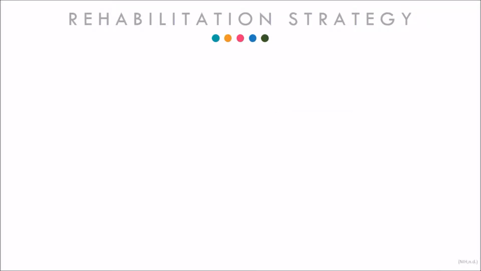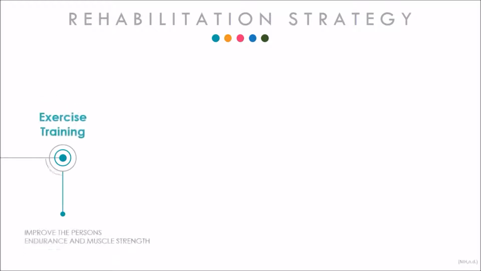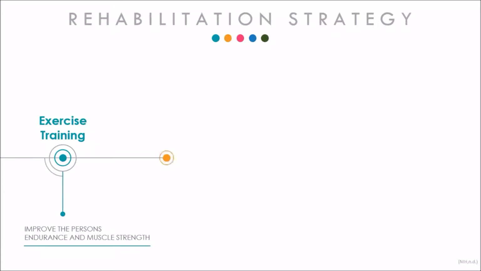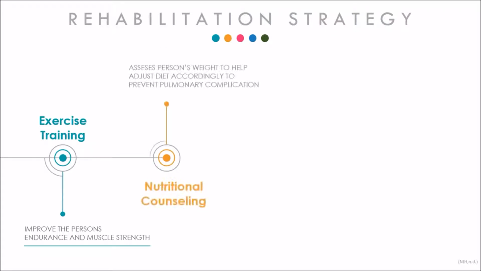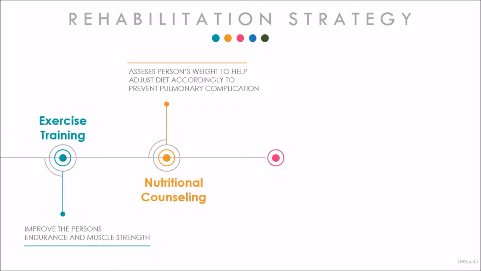Rehabilitation program can be home-based or outpatient-based. It involves strengthening the arm and leg muscle as well as the diaphragm. There are few components to this program, and they can include all or few depending on the person's overall physical and mental state. Exercise training. This improves a person's endurance and muscle strength so they are better able to carry out daily activities.